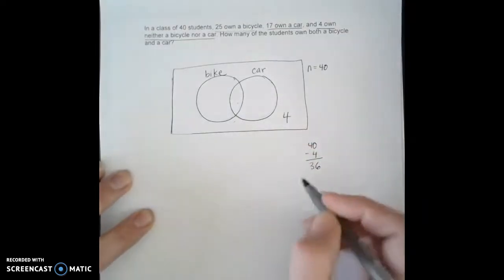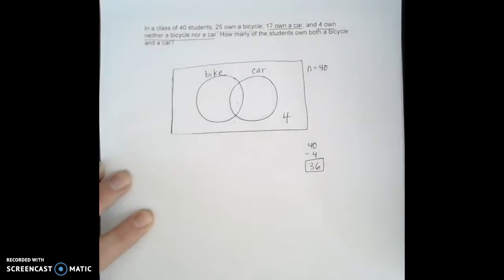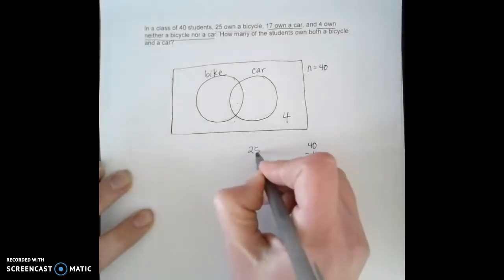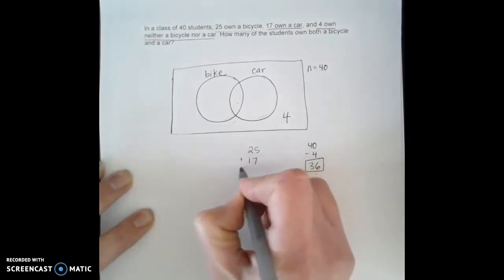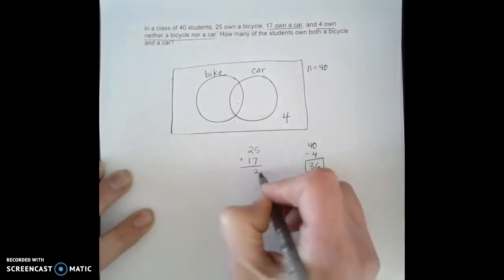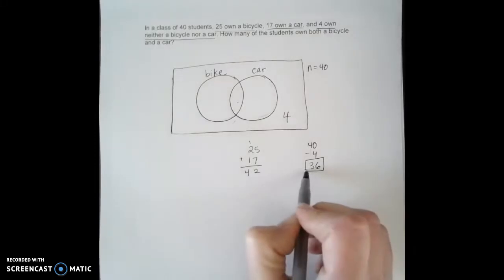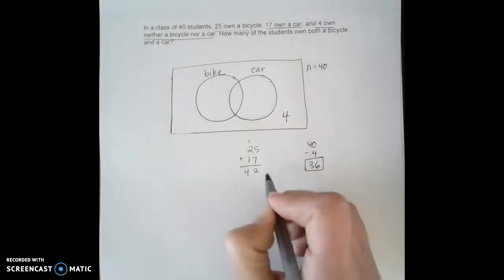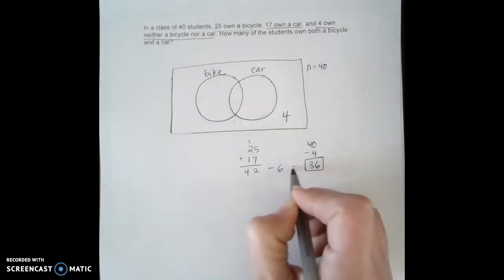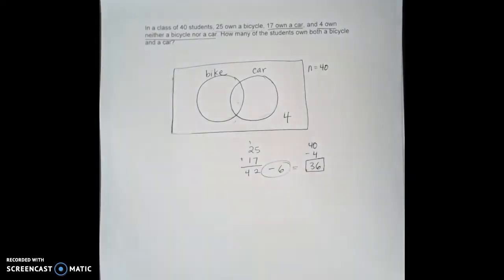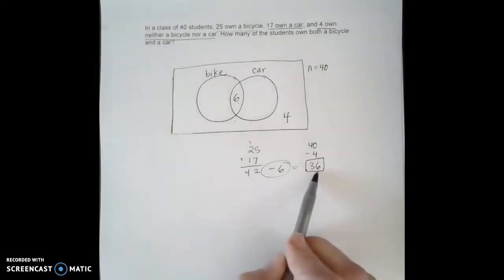Okay, but what we can do is we can compare it to what we know about this total. If we have 25 that own a bike and 17 that own a car, that tells us that we have a total of 42 students represented owning a bike and a car. However, we also know that there's only 36 students that own bikes and cars. So this difference right here is a difference of 6. That tells us that 6 students own both a bike and a car. Okay, because of that overage. 42 is more than the 36 students that would own some type of vehicle.